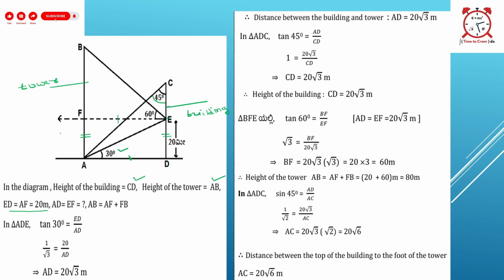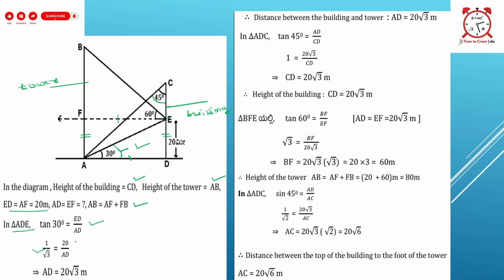And AB, height of the tower, is a sum of two parts, AF plus FB. Now let us first take a triangle ADE. ADE means this triangle. Here the angle 30 is there. So tan 30 equal to opposite upon adjacent, ED upon AD. We know the value of tan 30 as 1 upon root 3.